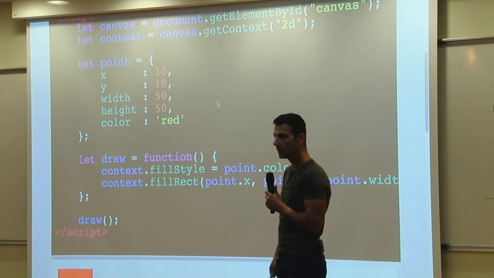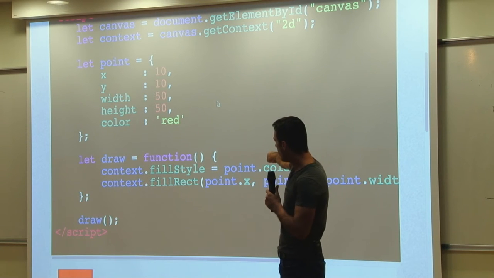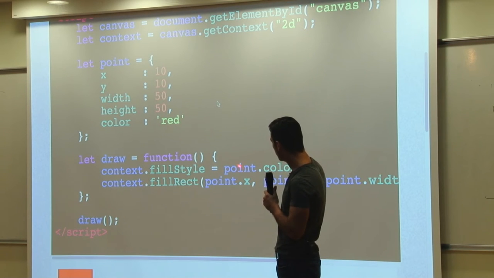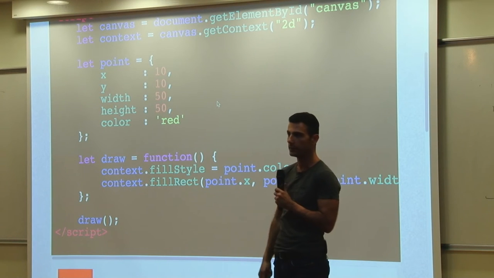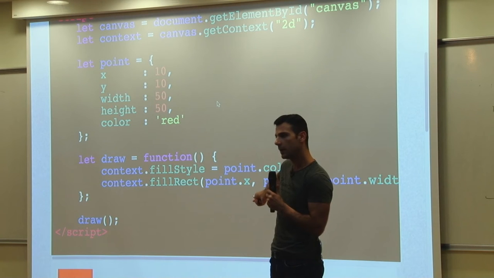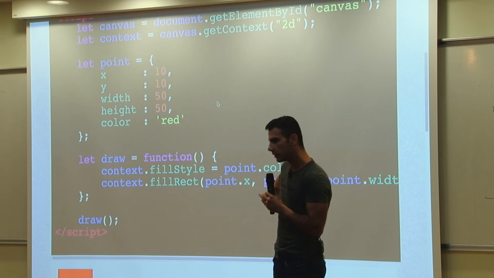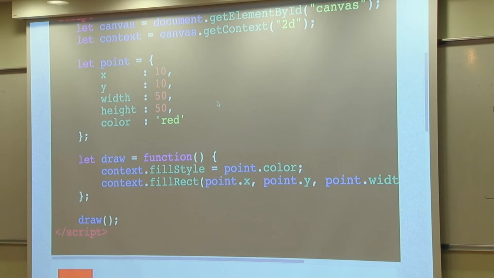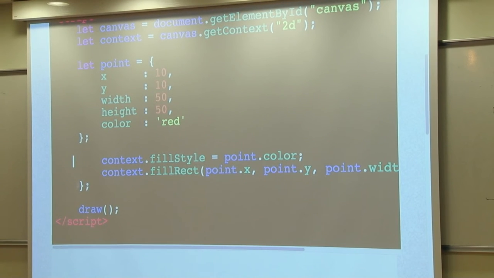So look what I'm doing here. When I call draw, instead of just hard coding some value, I'm reading the value from my object. So here I'm saying point color, point x, point y, point width, and then later point height. Is this clear? Yeah, I could have just done this. Get rid of that and get rid of that.